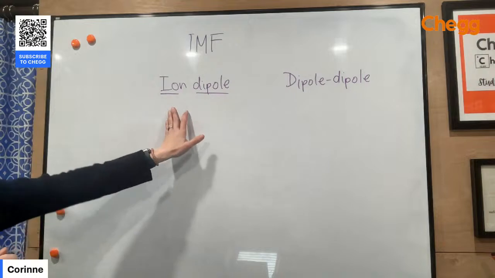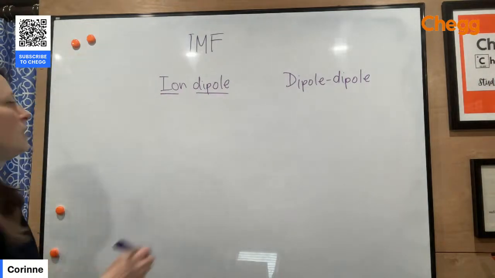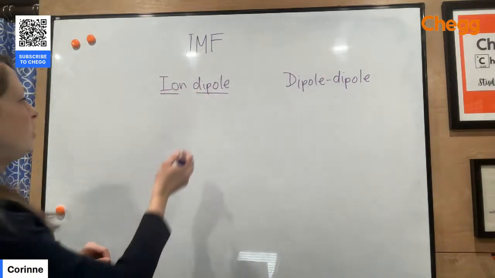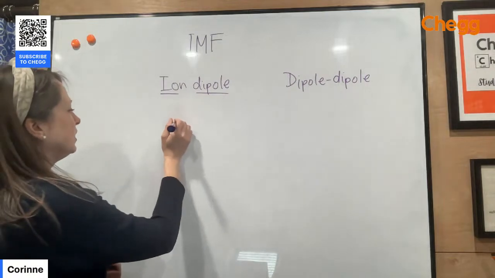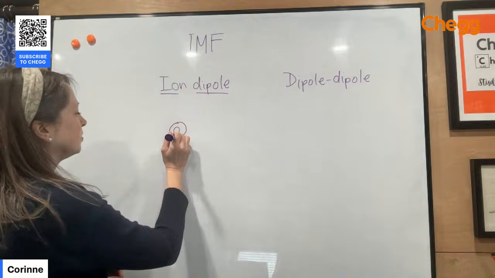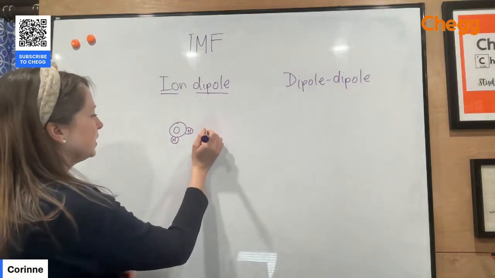Ion-dipole. What's happening in this situation is I'm going to have some kind of ionic substance that's dissolved into a polar solvent. Let's say I have water as my solvent. So I'm going to draw some water molecules.